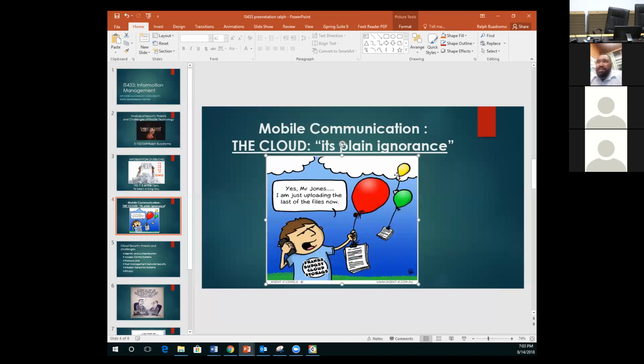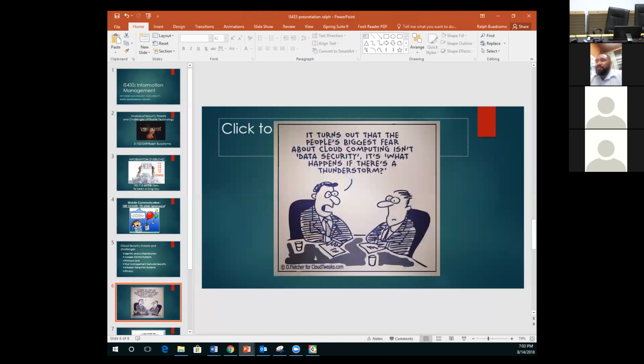And those are some of the typical questions your managers would ask you. As tech people, we try to come up with something sophisticated to explain something so simple. We come up with all our technical terms, and this is what the manager comes out with: "Okay, it turns out that people's biggest fear about cloud computing isn't data security. It's what happens if there is a thunderstorm."